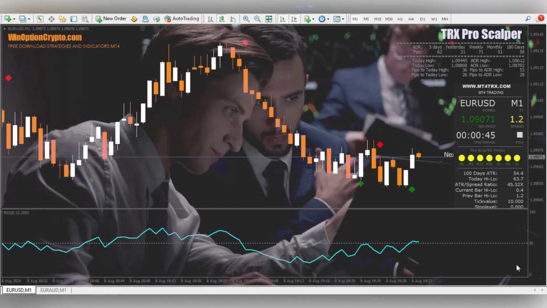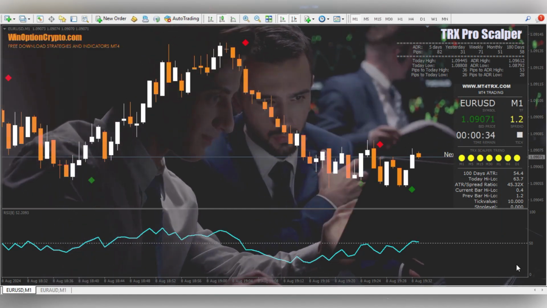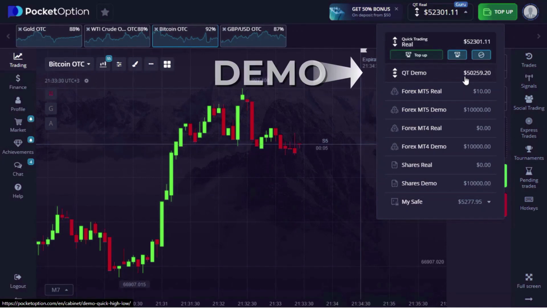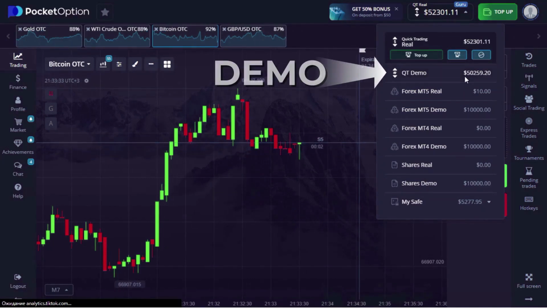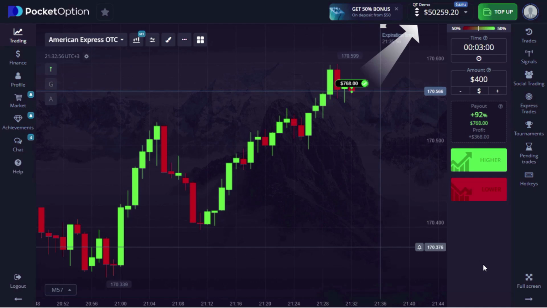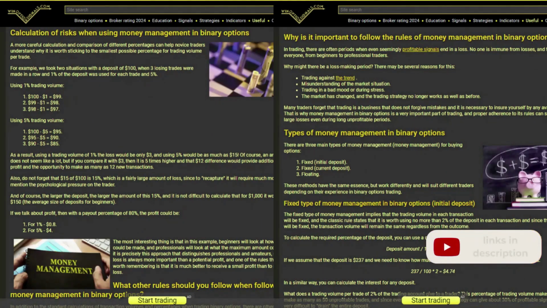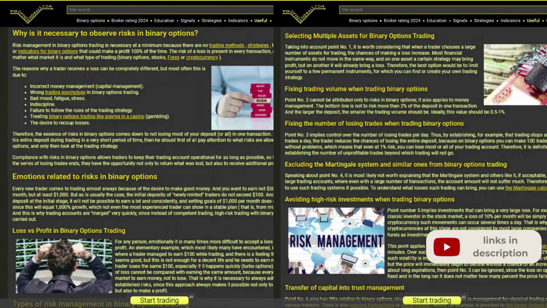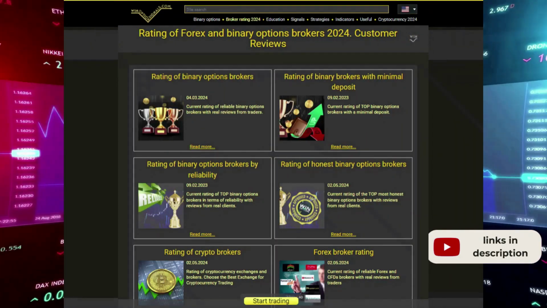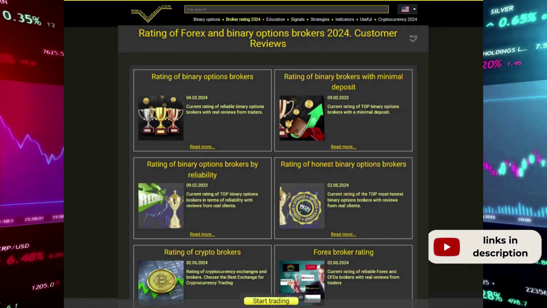Be sure to test all indicators on a demo account, and do not forget to manage your capital correctly, observing the rules of money management and risk management. And of course, choose only trusted brokers for trading, which can be found in our rating of binary options brokers.